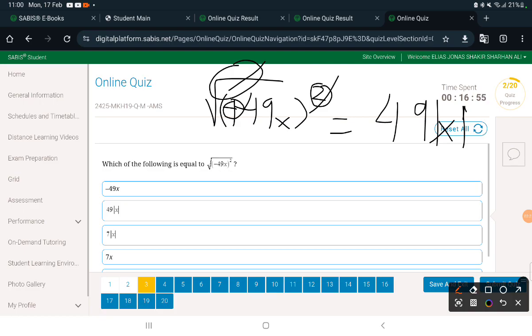But if it's an even power, like let's say the answer was 49x squared, you don't apply an absolute value here, because even if x was, let's say, negative 3, multiplied by negative 3 is going to be positive 9. So either way the answer is going to be positive. Alright, so 49 absolute value x is the answer.